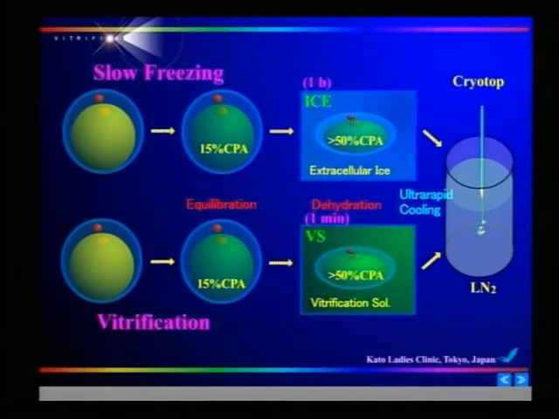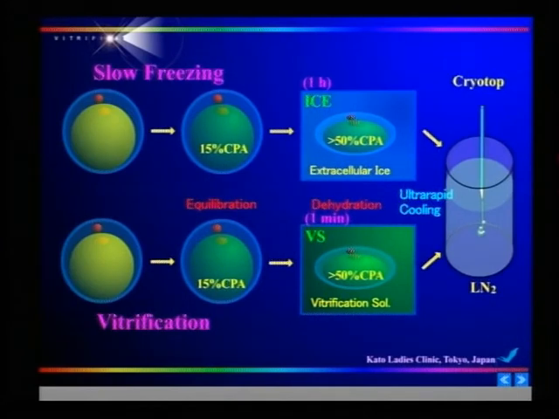The first step is the same. Approximately 10 to 15%, or we can start from 5%, but 15% CPA should be contained in the cell as the first step. It's the same in slow freezing too. And then the 15% should be concentrated to more than 50%. How?